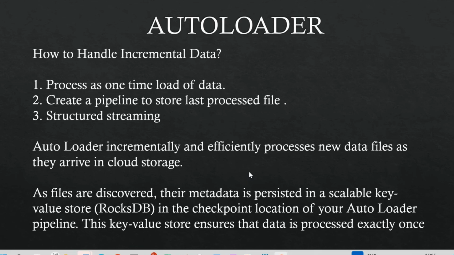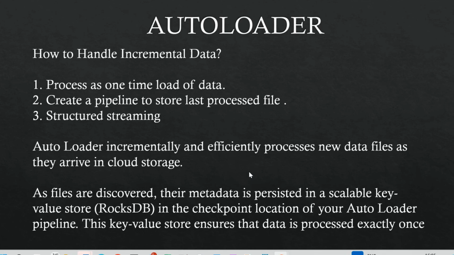If you have incremental data, there are a lot of challenges involved in handling it. You need to make sure that whatever data is coming to your Delta table, none of it is missed, or if there's any failure, that data should come in again. So how exactly will you handle the incremental data?